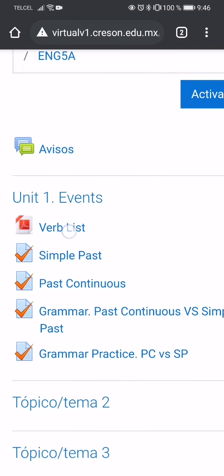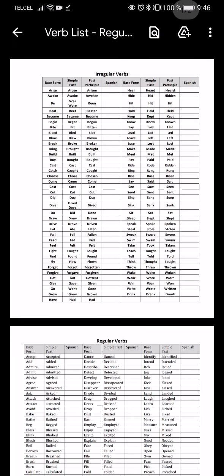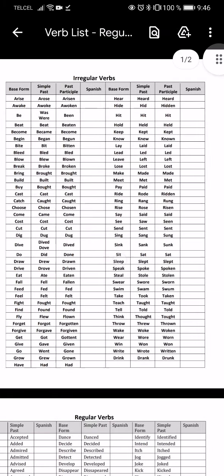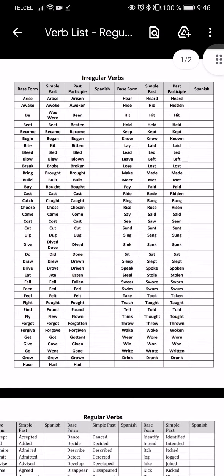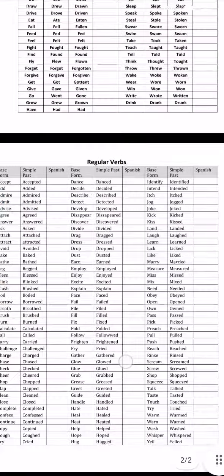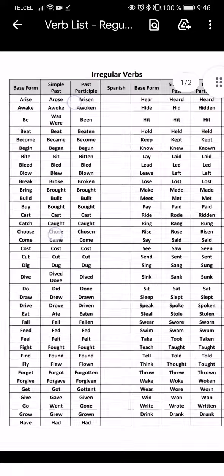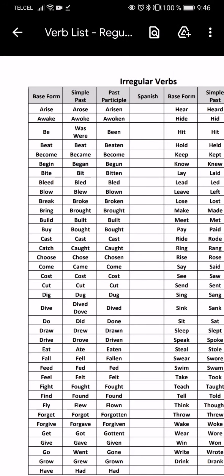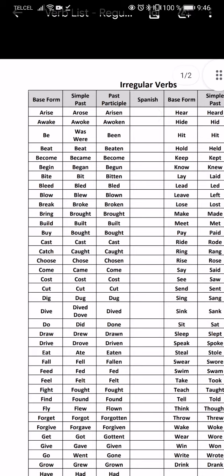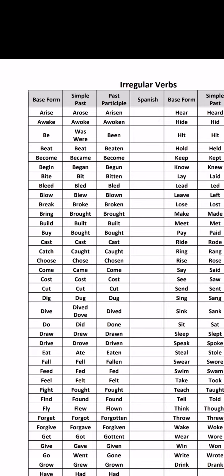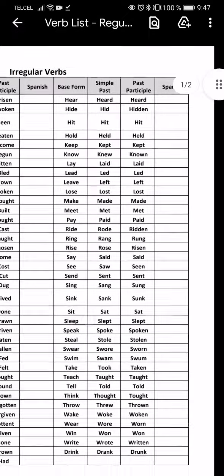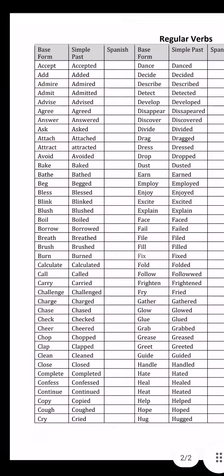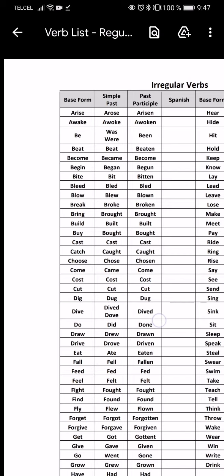First of all, you have a verb list. This verb list, you have to download it and you have to study with it because it's very important. On the verb list, we have the irregular verbs and we have regular verbs. You notice we have the first column, the base form, arise, the simple past, arose, and the past participle, arisen. So you need to investigate in Spanish what is the meaning of the verb arise. And you have to do it with all the verbs on the list. Okay, so this is the first part.